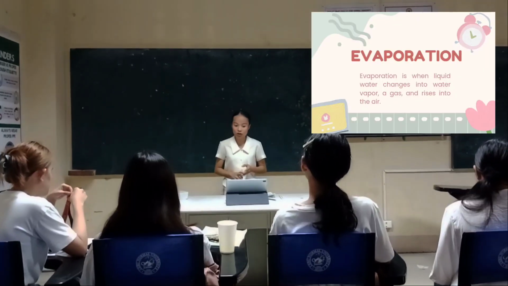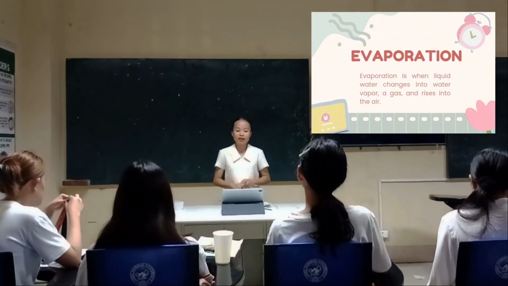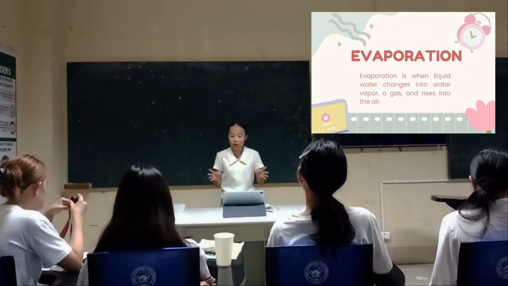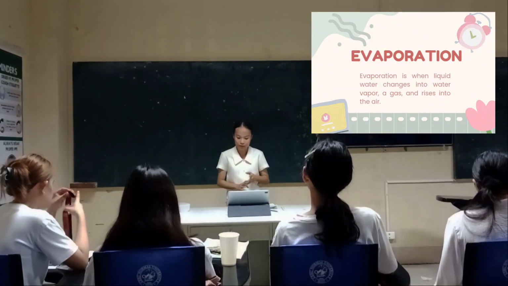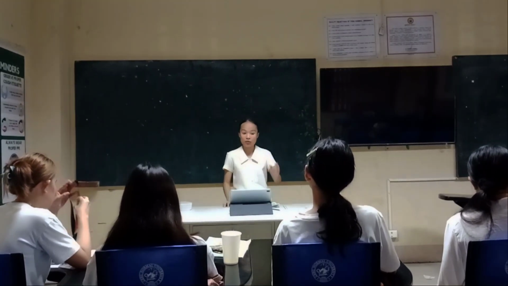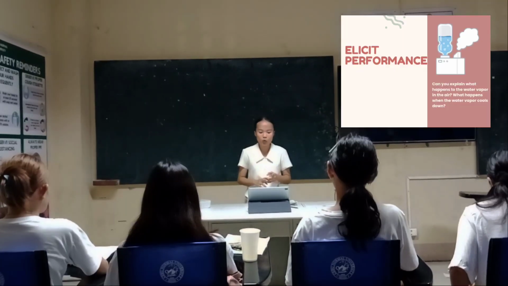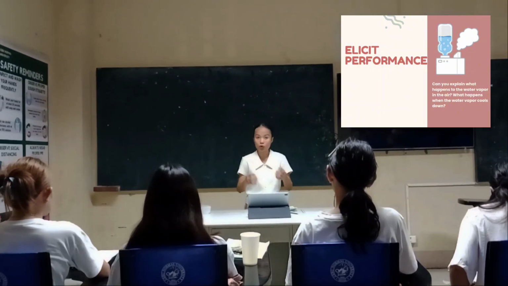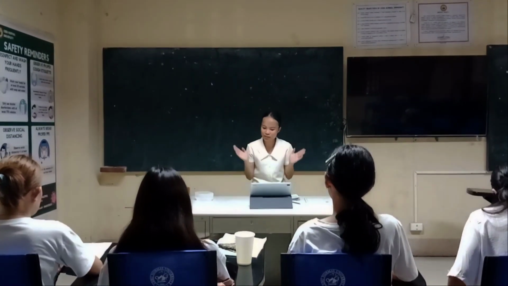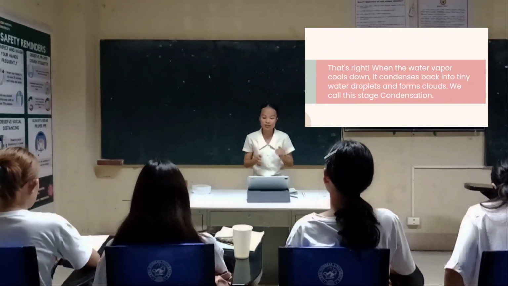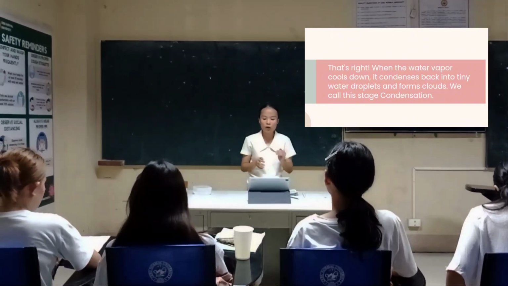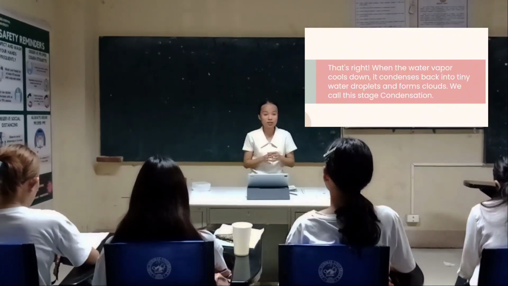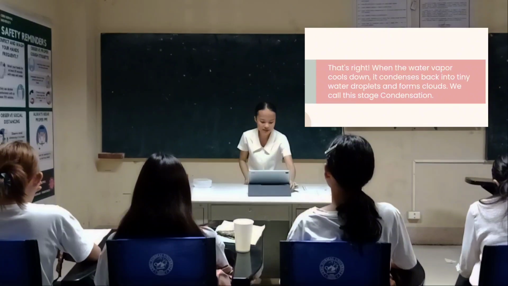What is evaporation? When we say evaporation, it is when the liquid water changes into water vapor, a gas, and it rises through the air. Can you explain what happens to the water vapor in the air? What happens when the water vapor cools down? That's right. When the water vapor cools down, it condenses back into water droplets and forms clouds. We call this stage condensation.